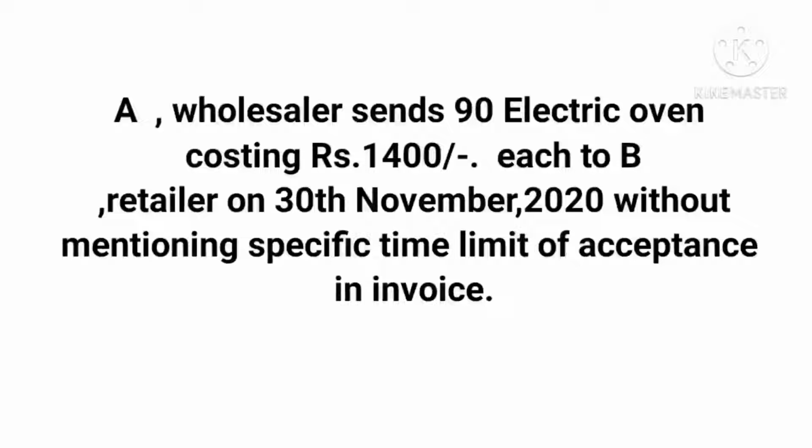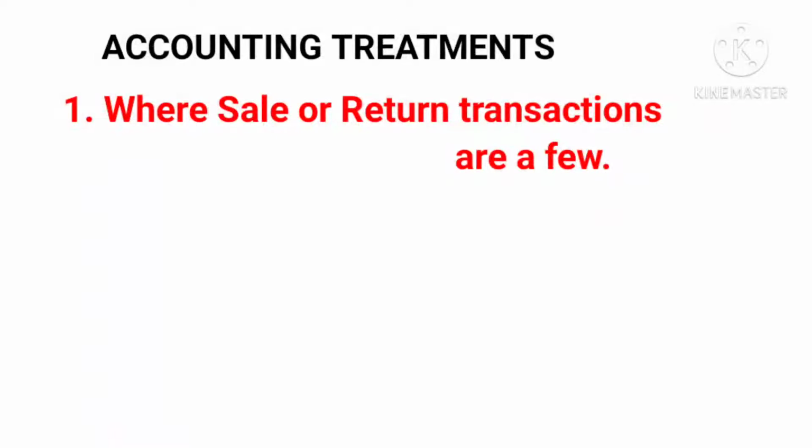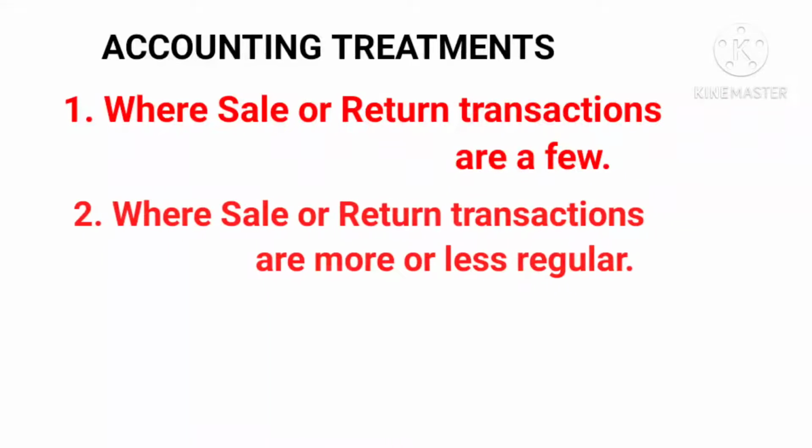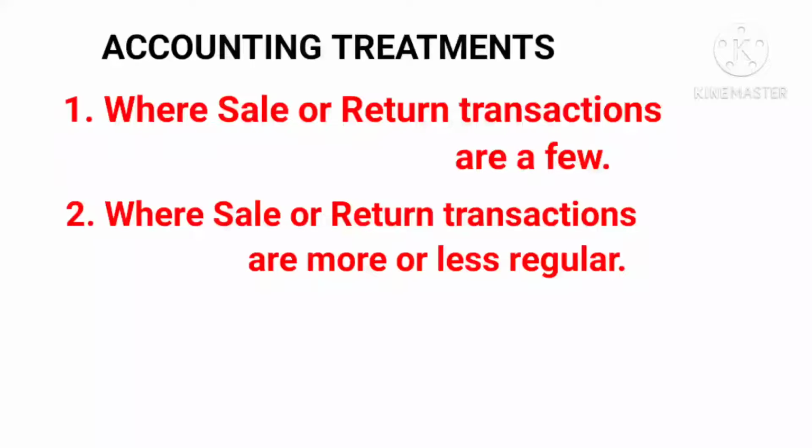Now we see what type of entries are maintained by the sellers. Accounting treatment followed by the seller depends on the volume of transactions of sales. The volume of transactions of sales is divided into three categories. Number 1, where sale or return transactions are few. Number 2, where sale or return transactions are more or less regular.